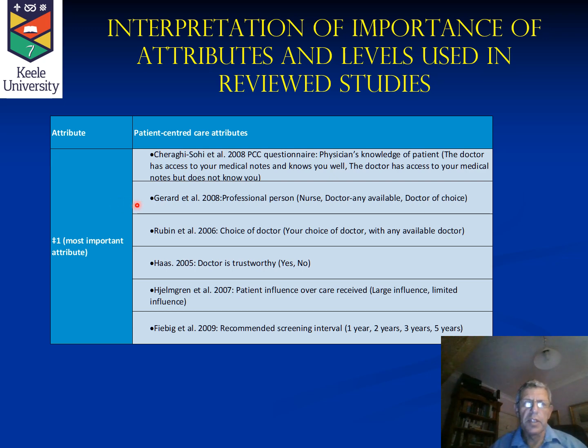Then we have the other studies looking at the most important attribute. So, for example, in the Rubin et al. study it was being able to choose the doctor. Was the doctor trustworthy in this study? The patient's interview over the care received largely influenced, etc. So here we can see what attribute is the most important, and what level of the attribute was the most important.